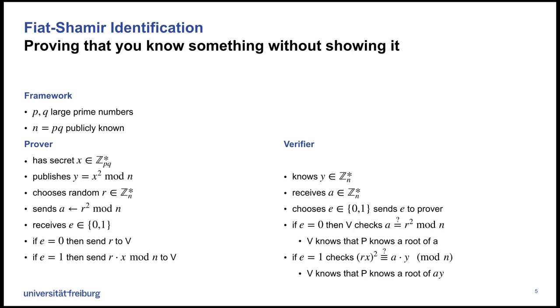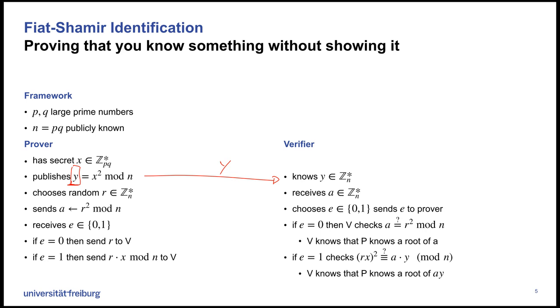Okay, now I changed notation a little bit because I like to have x as a secret. So now y is the square number, and I publish only y. I say this is the square number, and publish it to the verifier. So this is y.